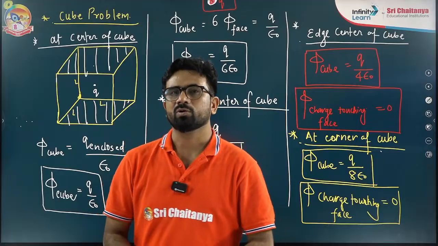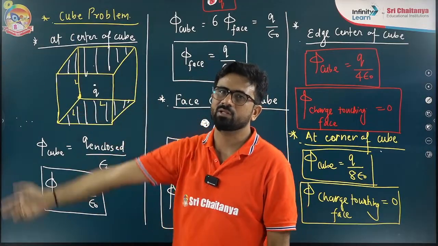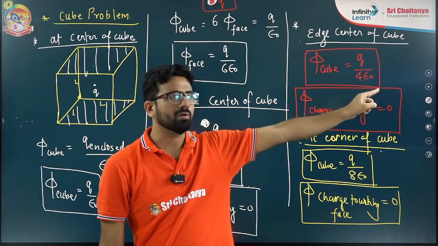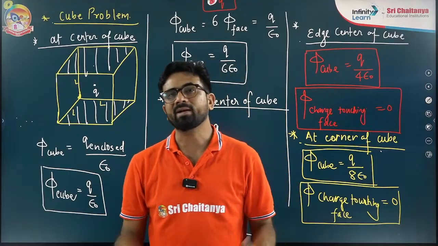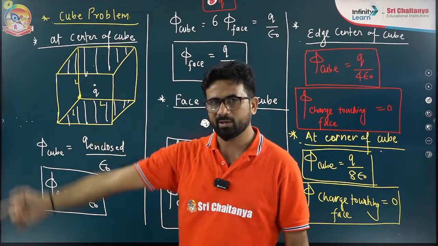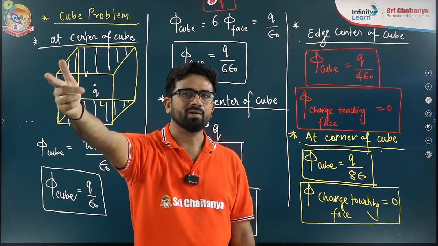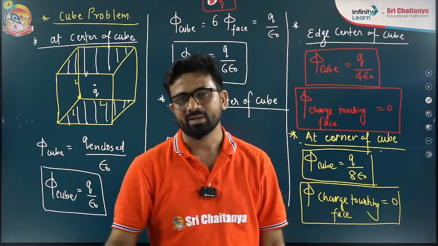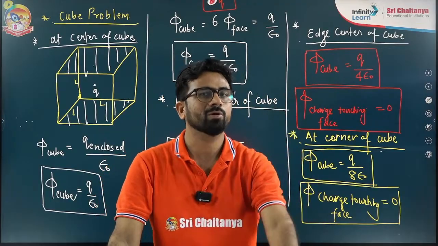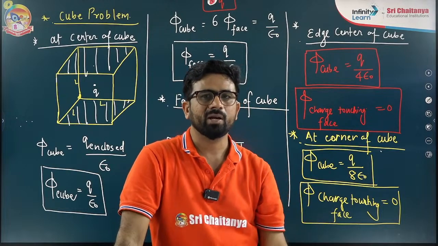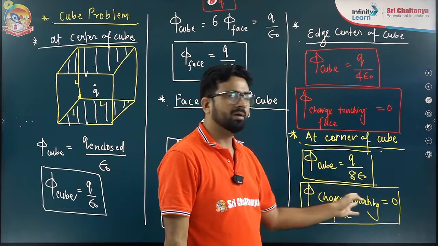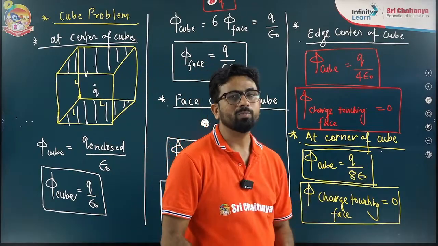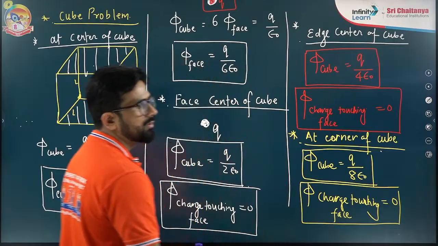So 3 are remaining. If you take this charge, what is the floor distance? L. What is the front wall distance? L. This side distance is also L. So all are at identical distance. I am repeating again: it is also L, front also L, and this side wall also L. So all 3 are at equal distances. That means the flux associated with all 3 would also be equal, because only 3 faces are remaining. So whatever the total flux is, it is divided into 3 equal parts. That means this becomes q by 24 epsilon due to one face.